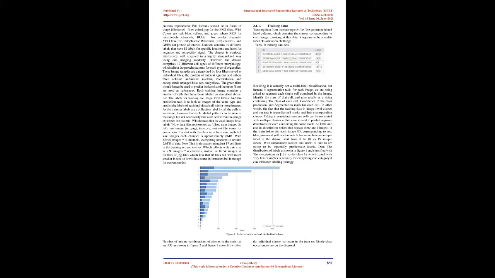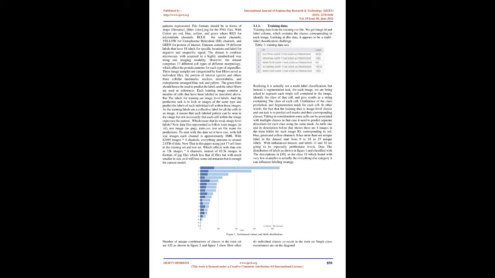Patterns represented. File formats should be in the form of shapefile name_filter color.png for the PNG files, with colors red, blue, yellow, and green, where red is for microtubule channels, blue for nuclei channels, yellow for endoplasmic reticulum, ER, channels, and green for the protein of interest. The dataset contains 19 different labels: 18 labels for specific locations and a label for negative and unspecific signal.